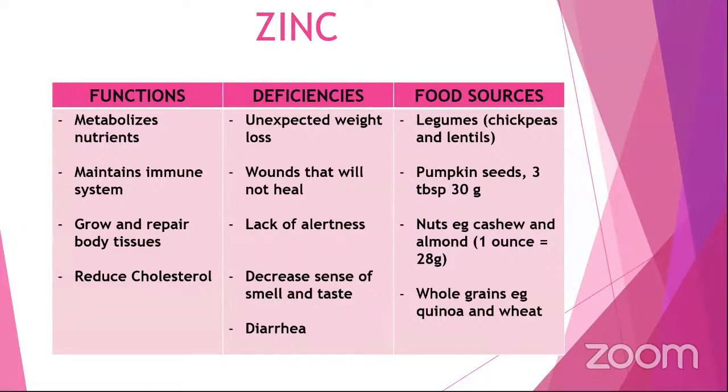Some food sources of zinc are legumes such as chickpeas and lentils. 3 tablespoons of pumpkin seeds has 30 grams of zinc, and nuts such as cashews and almonds have 28 grams of zinc.